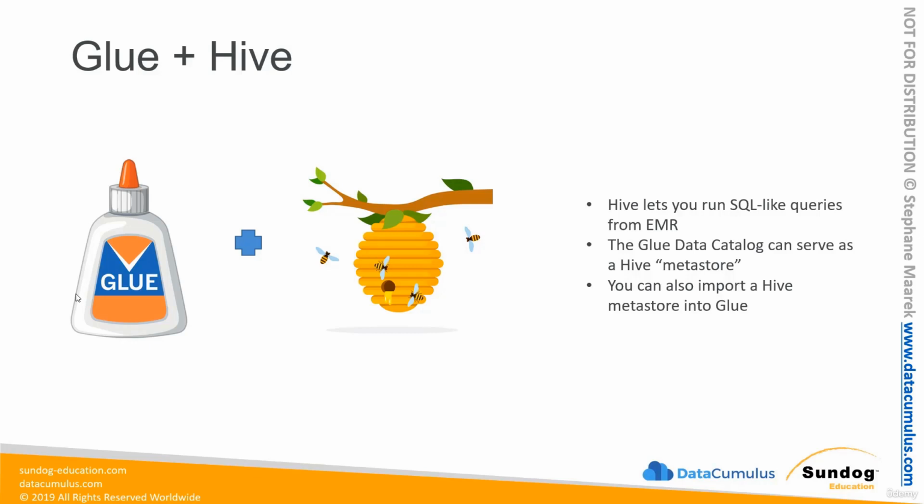Now this will make a little bit more sense when we talk more about Hive in more depth later on, but just remember that the Glue data catalog can provide meta information to Hive running on EMR. So just like Glue can provide the glue between your unstructured data on S3 and Amazon services like Redshift and Athena, it can also provide the glue between services running on your EMR cluster, more traditional open source applications such as Apache Hive.